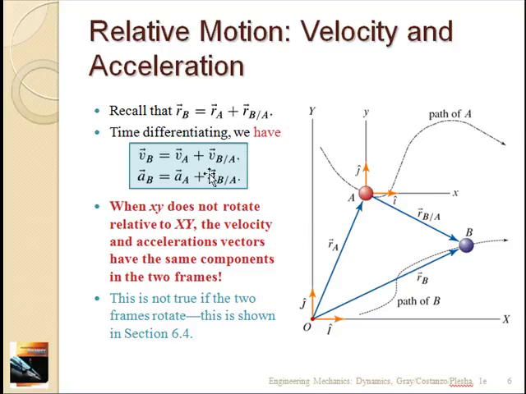Okay, so if we write the velocity of particle B as the velocity of A plus VB relative to A, and the acceleration of B is the acceleration of A plus the acceleration of B relative to A. As long as this moving system is not rotating, then the velocity and accelerations are the same no matter which frame you're in. Okay.